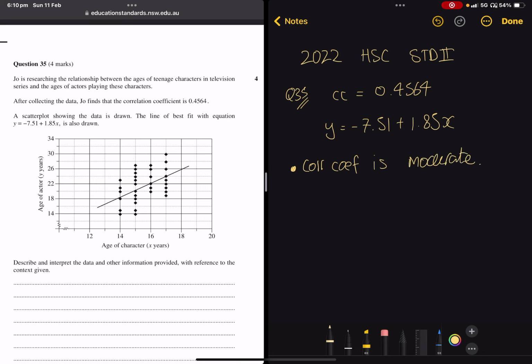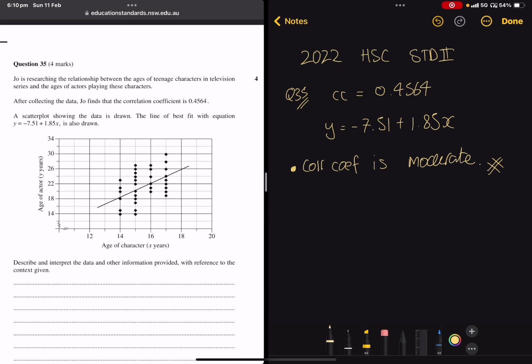It's not a completely weak correlation. It's not 0.1 or 0.2. It's not an incredibly strong correlation, 0.8 or 0.9. It's around 0.5. Anything plus or minus 0.1 of 0.5, so between about 0.4 and 0.6, that's fairly moderate. So we've got a moderate correlation coefficient.